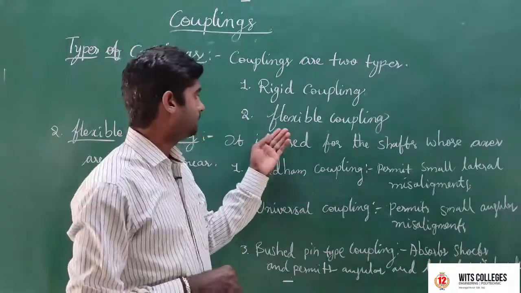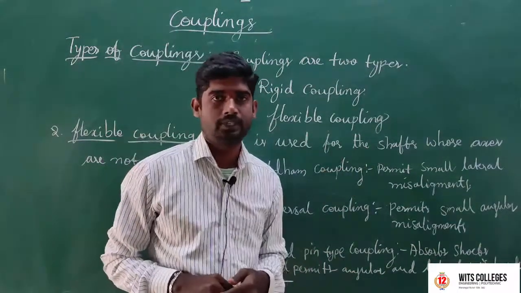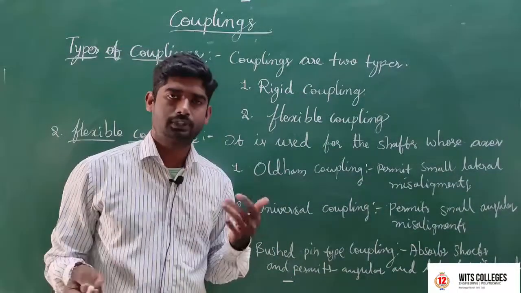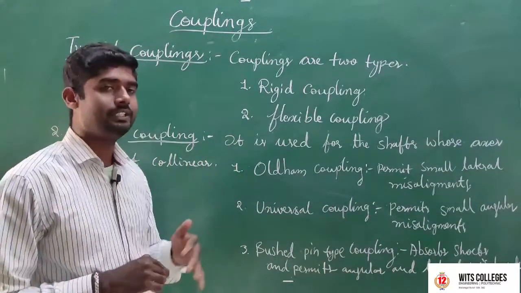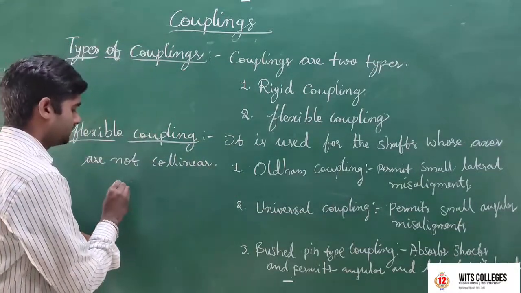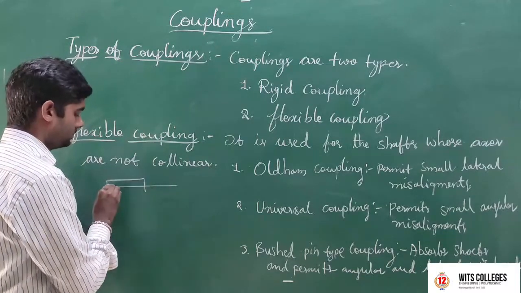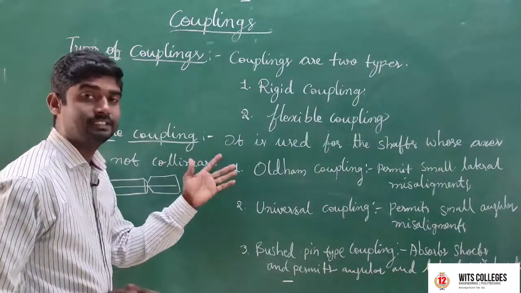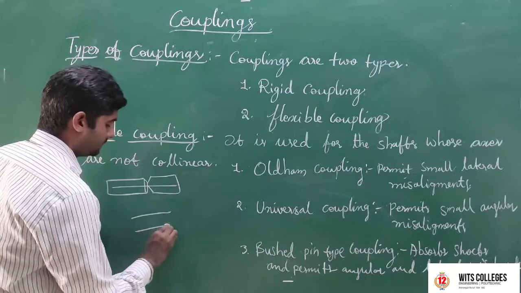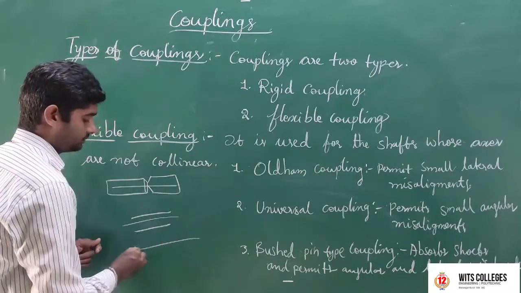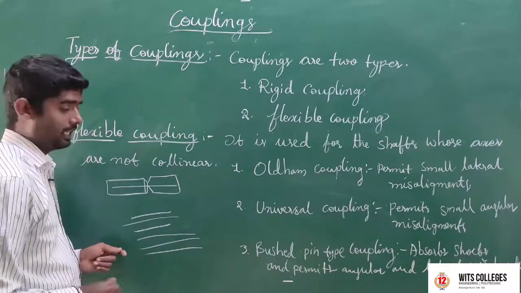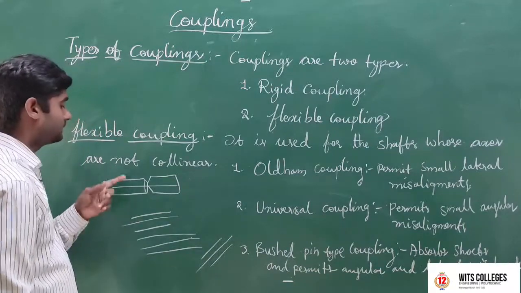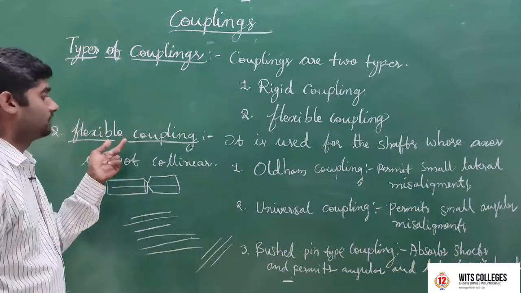Coming to the second type, flexible coupling. What is a flexible coupling? It is used for shafts whose axes are not collinear. Not collinear means, for example, parallel shafts, or angular. This is one shaft and this is another shaft, whose axes are not collinear, so we use a flexible coupling.